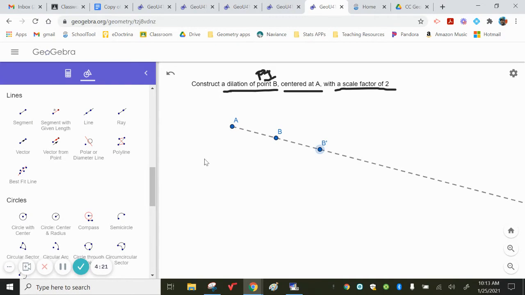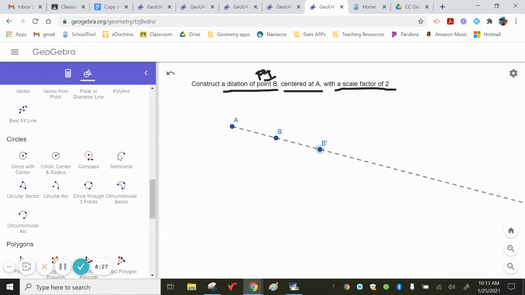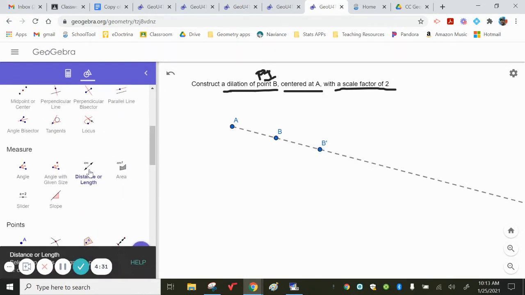Now, let's examine this relationship a little bit more, and I'm going to do some measuring. So if you scroll down to find the measure tool or the measure section, and you can measure distances.